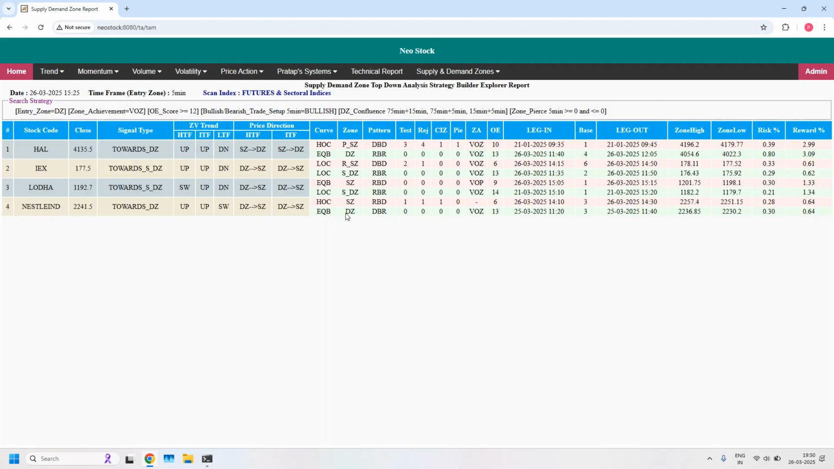In these 4 stocks, these 5 minutes demand zones are overlapped with 15 minutes demand zones, both together again overlapped with the 75 minutes demand zone. And the 75 minutes trend is up in 3 stocks. If the 75 minutes demand zones of any of these 3 stocks have daily EMA confluence, then probably these 5 minutes demand zones have a higher probability to get success.